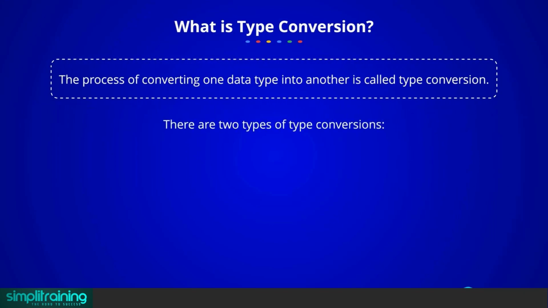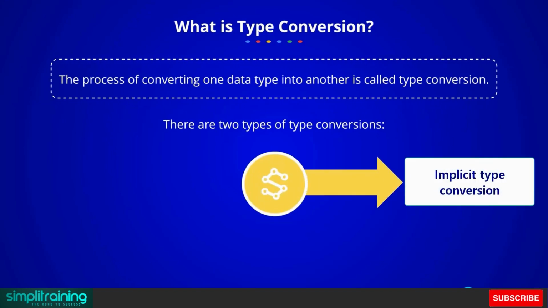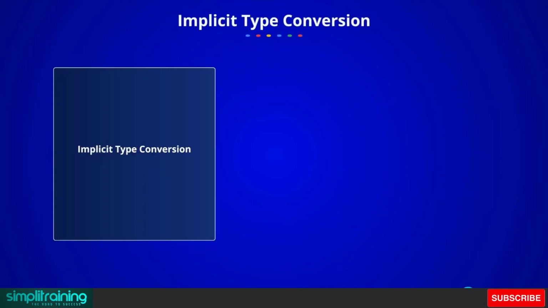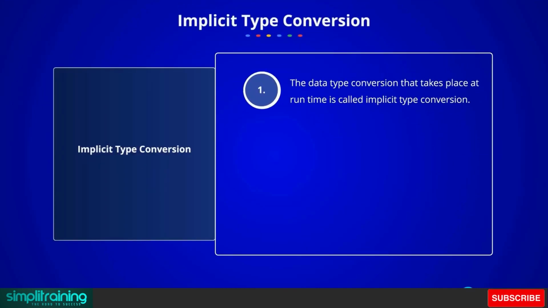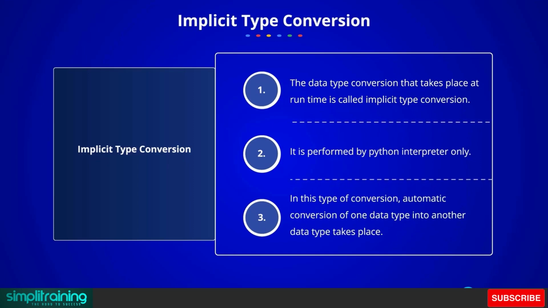There are mainly two types of type conversions: implicit type conversion and explicit type conversion. In Python, when the data type conversion takes place during runtime, it is called implicit type conversion. Implicit type conversion is performed by the Python interpreter. Python automatically converts one data type to another data type and does not require any user involvement.